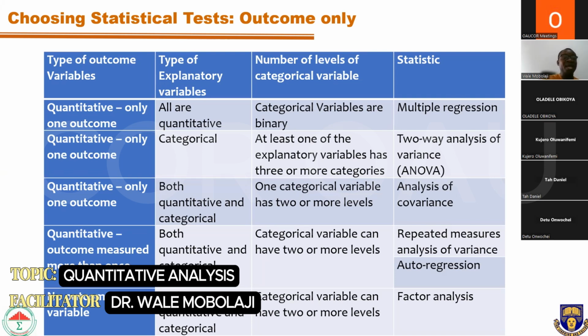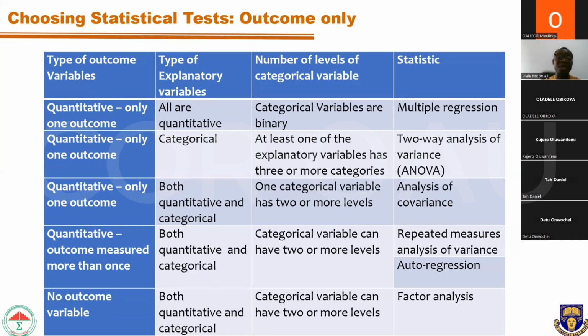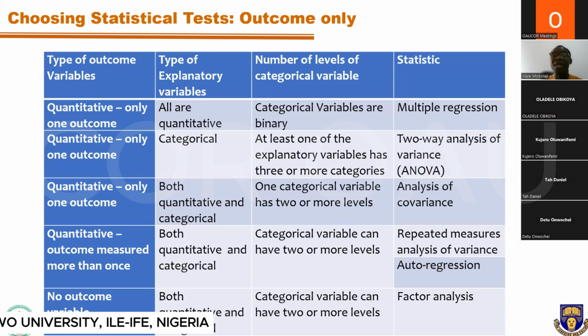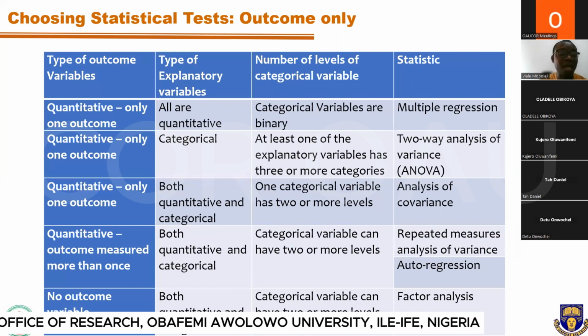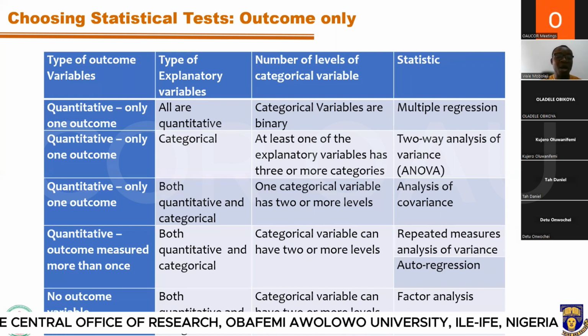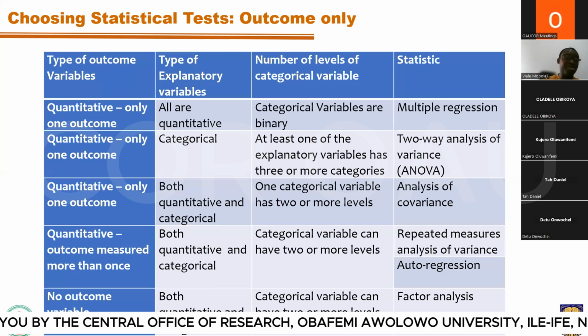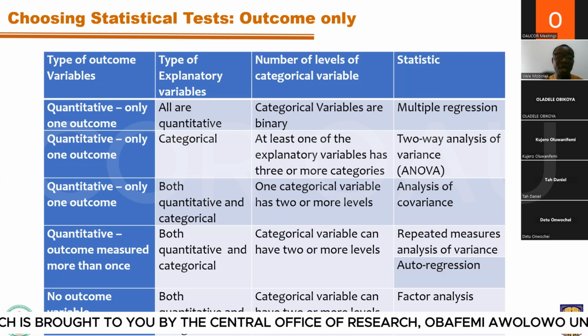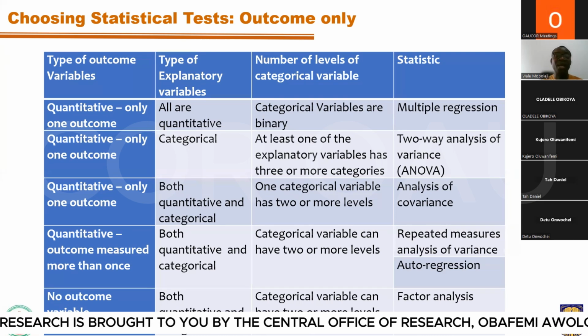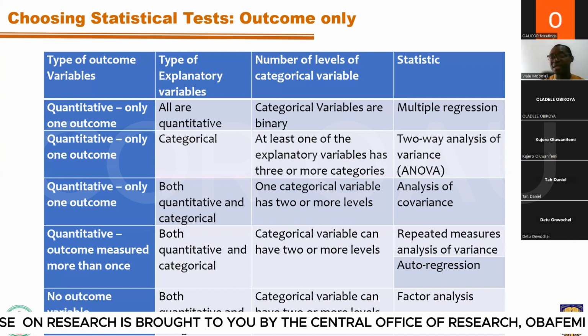Now also, when your outcome variable is quantitative and it's measured more than once, with your explanatory variables being both quantitative and categorical, at this point you use repeated measures analysis of variance, or you use autoregression. And when you don't have any outcome variable, but you have explanatory variables that are both quantitative and categorical, in this case, you will run factor analysis.